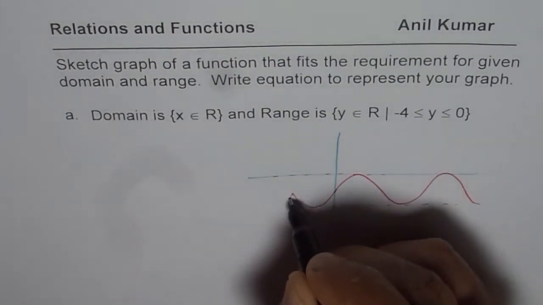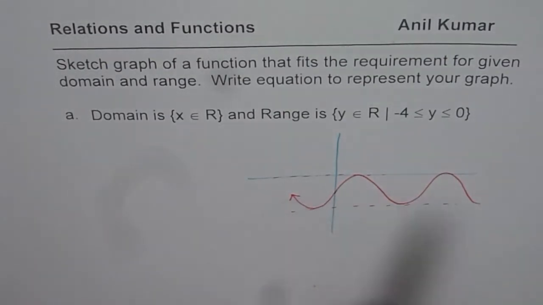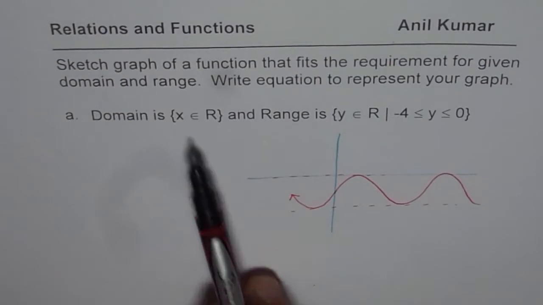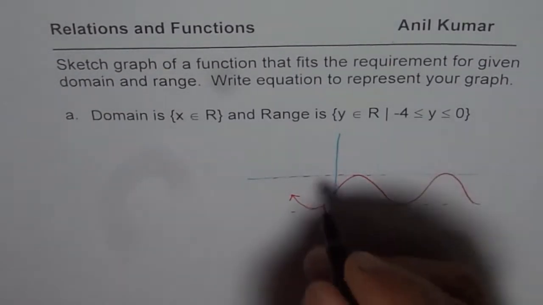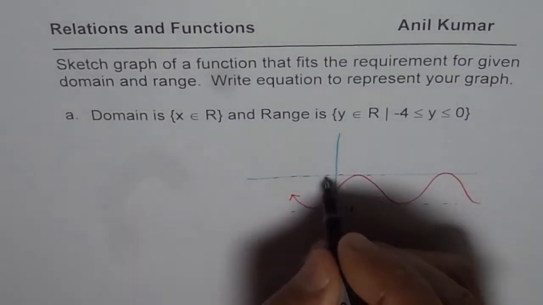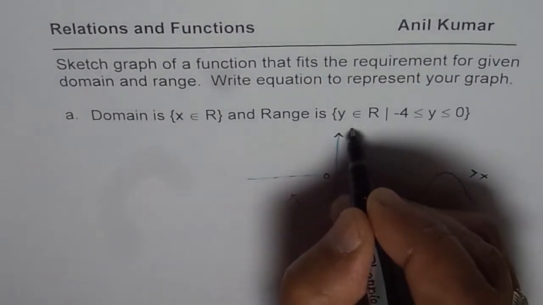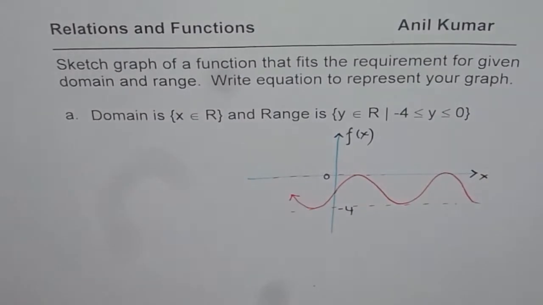So we could draw like this. So that function has no restriction on domain, it's all real numbers. And as far as the range is concerned, it is now between 0 and -4, right? So that is the function which meets the requirement.